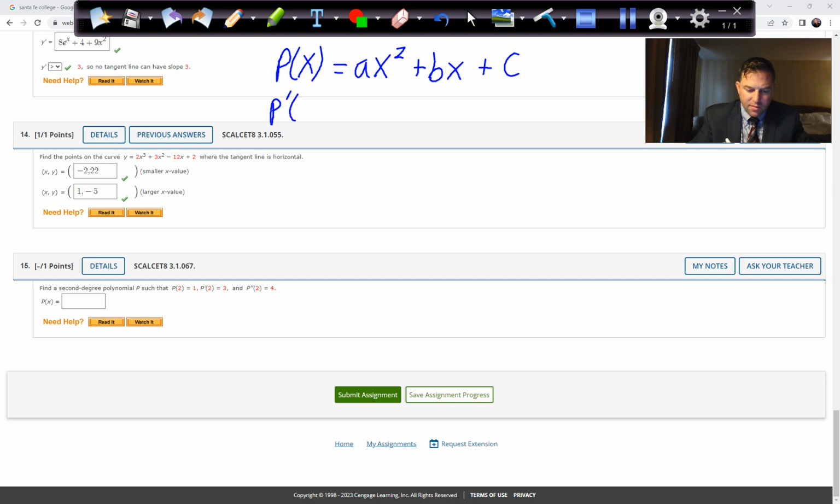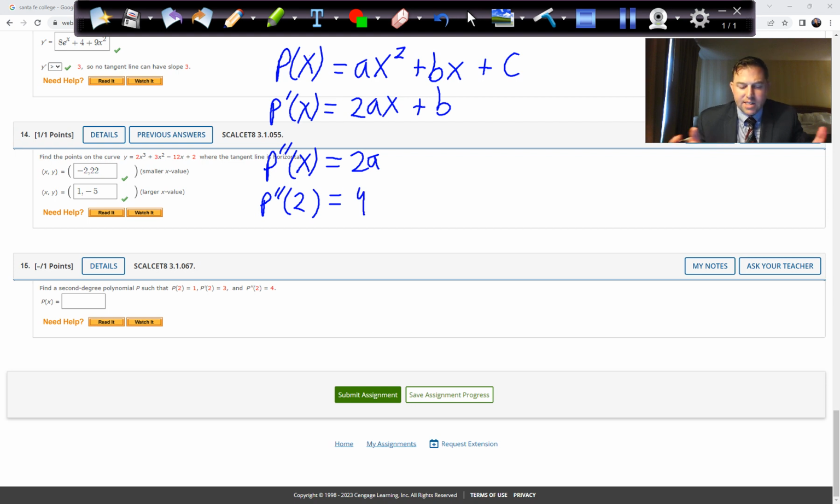Well, p prime of x has to equal 2ax plus b, that's it. P double prime of x has to equal 2a. Well, we're going to work backwards. So this says when p double prime, when you plug in 2, this should equal 4. But notice x isn't even there anymore, so it doesn't matter what x is. This says that 2a has to equal 4. So basically, these two have to be equal. Therefore, a must equal 2.